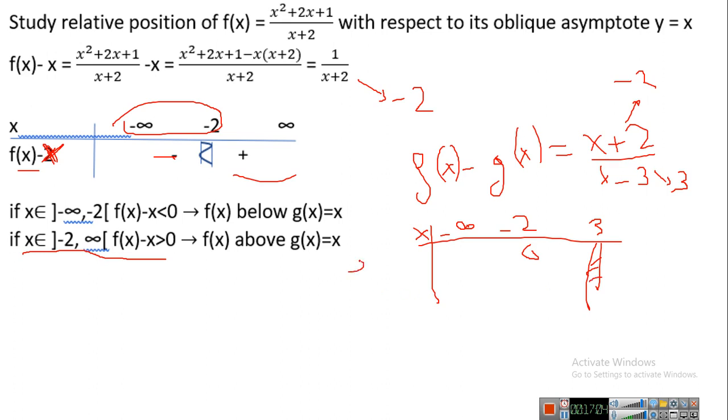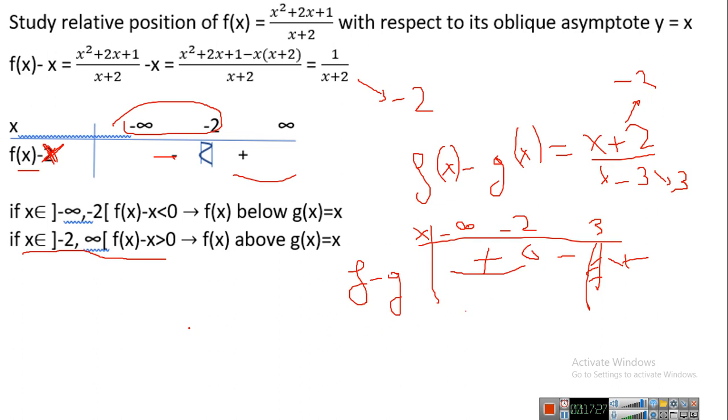Here, f of x, f minus g. So you take a number less than minus 2. Let me take minus 3. Here, negative, negative, positive. Between minus 2 and 3, 0, so negative. Bigger than 3, take 5. Positive. So if x belongs from minus infinity till minus 2 or 3, here you close it.